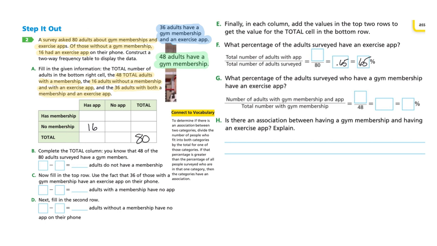So what percentage of adults surveyed who have a gym membership have an exercise app? They tell you the number of adults with a gym membership and an app. So if you filled in the table, you'll be able to see that. They tell you the total number with a gym membership is 48. So then once you have figured this and you have these percentages, you should be able to answer H also using this vocabulary.